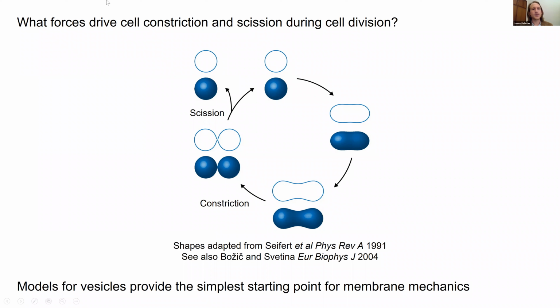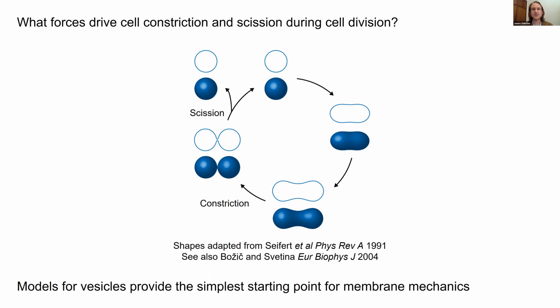you. So a question motivating this part is, what forces are driving cell constriction and cell scission during cell division in this genomically minimal context? And here, these shapes are adapted from models developed for vesicles, which in a way provide a simple starting point for membrane mechanics. So one can imagine a cell growing, both its volume and its surface area, and then constricting, and then eventually the cell completely dividing to form 2 separate units. And these are actual shapes predicted for vesicles in the absence of FTSZ or any specific protein.